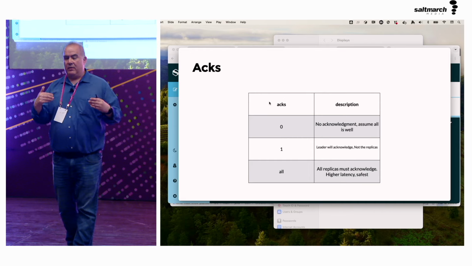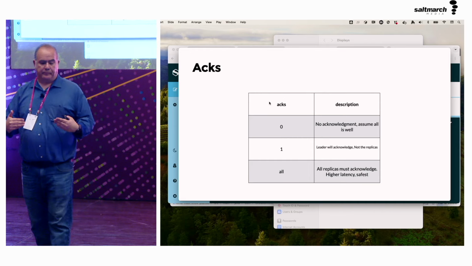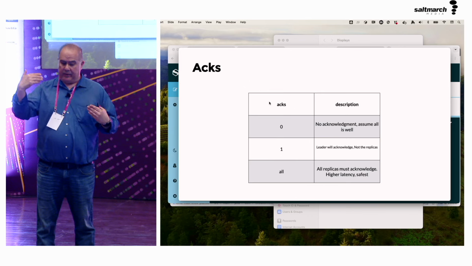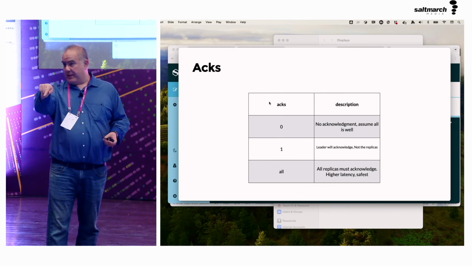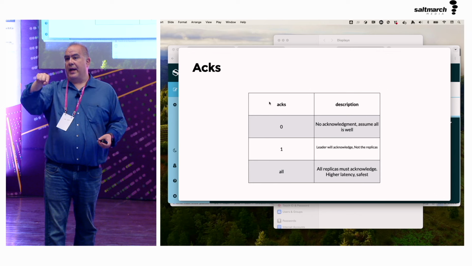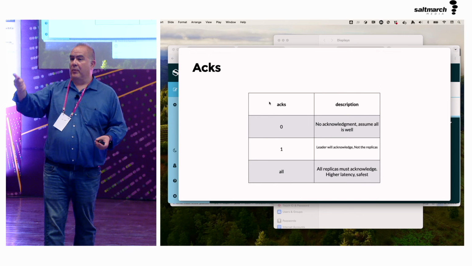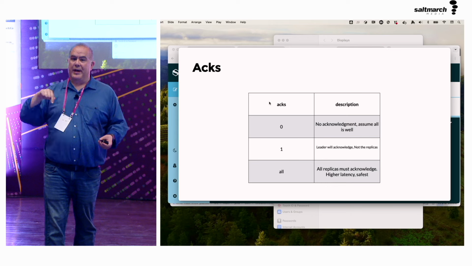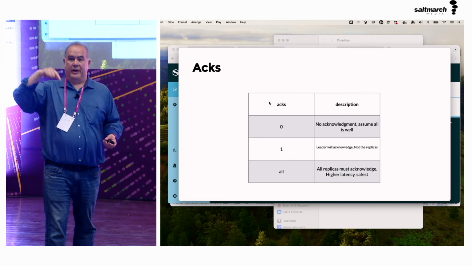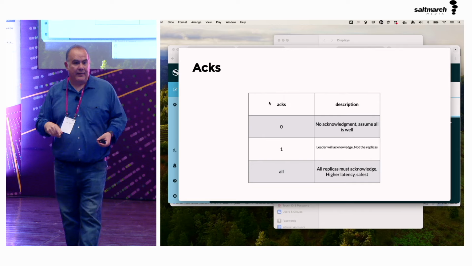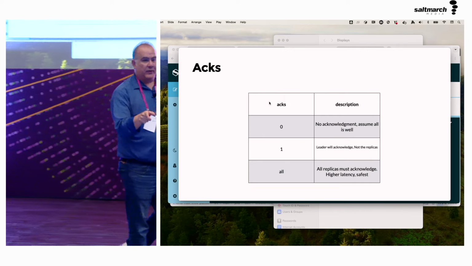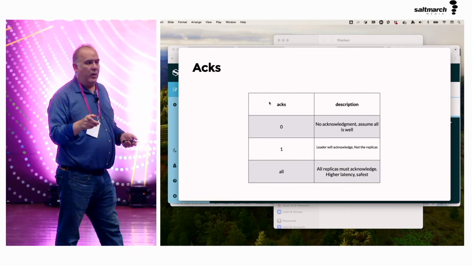Anyway, so 0, 1, or all. So zero, again, I don't care, but all, I do care. Now, how does all work? All means I'm going to write to the leader, and then there's going to be a pull from the replicas, and then they're going to acknowledge to the leader, and then the leader's going to acknowledge to me. That's a lot of round-trip communication happening there. So when you do an all, you're paying for something. And when would you want to use an all?